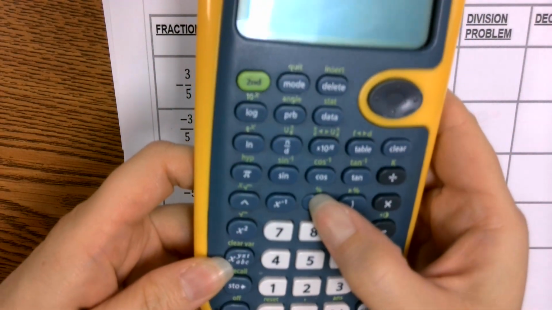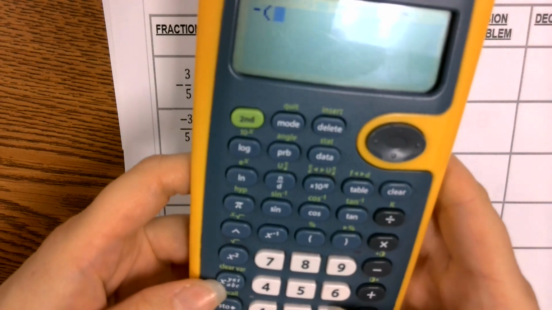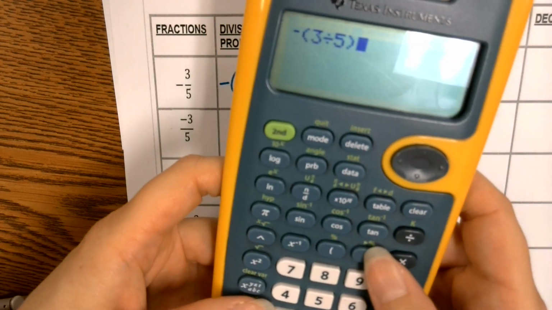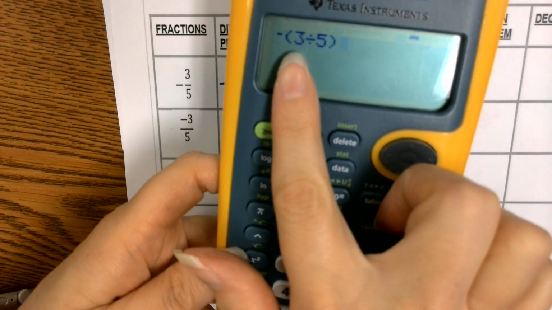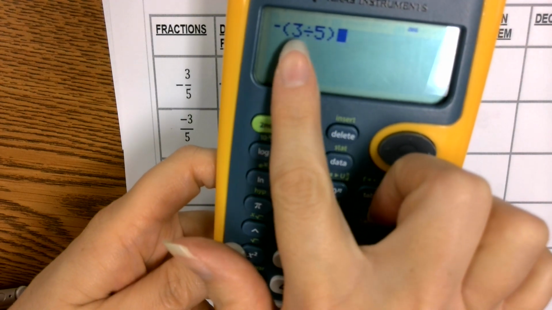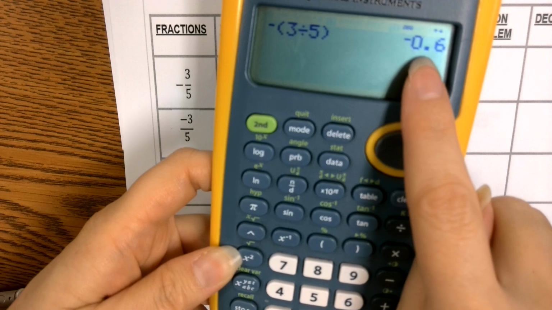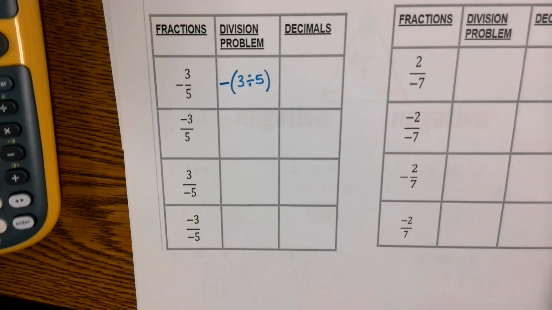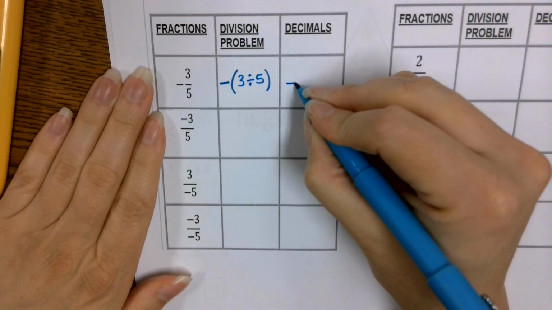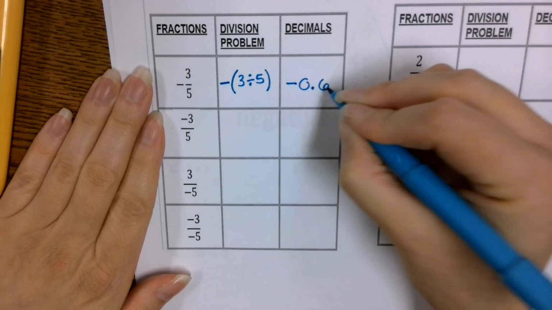My negative sign's down at the bottom. I got my parentheses, 3 divided by 5, close parentheses. So you guys see the screen? There's a negative in front, parentheses, 3 divided by 5, and hit enter. And you're going to get negative 0.6. So I want you guys to write that down. You have negative 0.6.